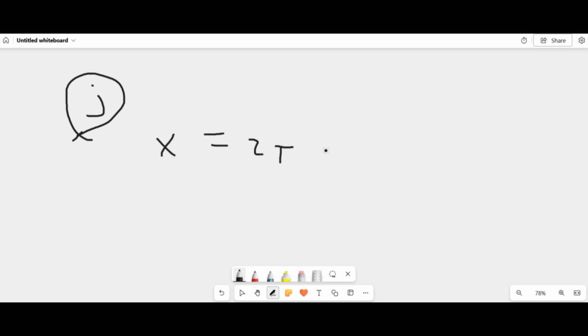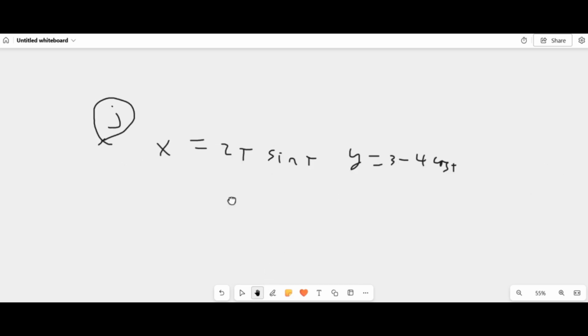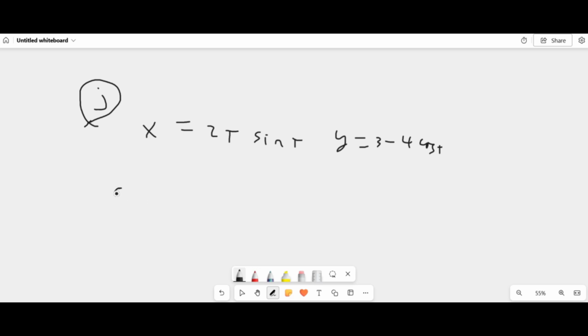x is equal to 2t, sin t. y equals 3 minus 4 cos t. And obviously what you want to do here is do the same thing. So find dx over dt. So dx over dt is going to be what? This is plus, not 2t here. It's plus here. So that's just going to be cos t.